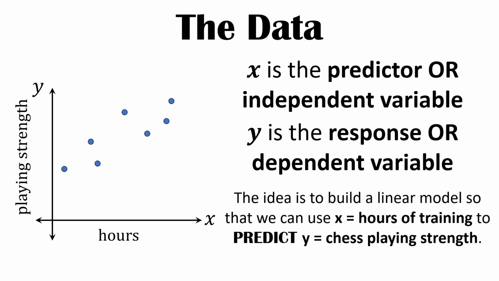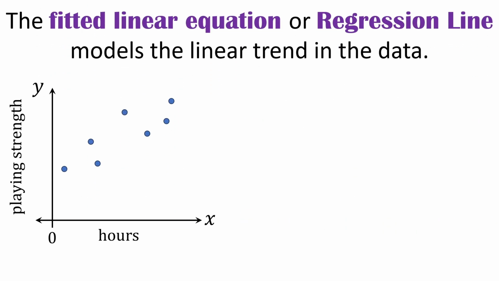And the whole idea is that we want to build a linear model so that we can use X, in this case being hours of training, to predict Y, that being the chess playing strength at the end of the training period. So the fitted linear equation or regression line models the linear trend in the data. And so that linear trend is represented by an equation like the one you can see here. So let's look at the parts of this equation just to remind you.